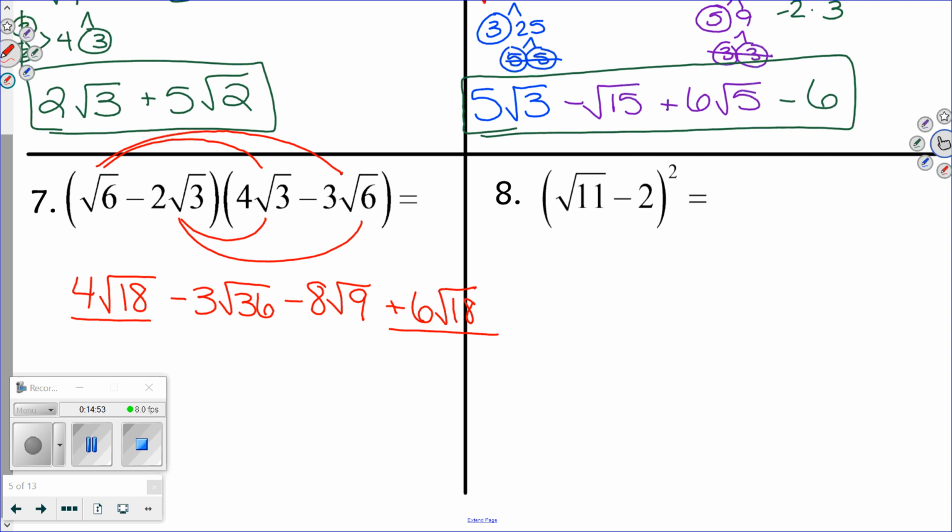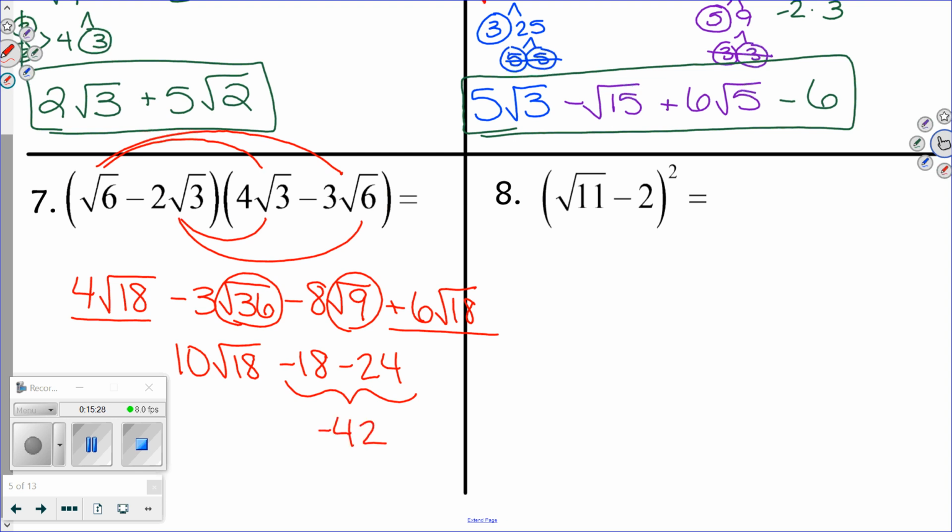4 radical 18 plus 6 radical 18 is 10 radical 18. What's the square root of 36? 6 times negative 3 is negative 18. Square root of 9 is 3 times negative 8 is negative 24. Again, you may have done your slightly different order, which is totally fine. Like terms, negative 18 minus 24 is negative 42. I'm going to go ahead and bring this down just to... Am I done right there?